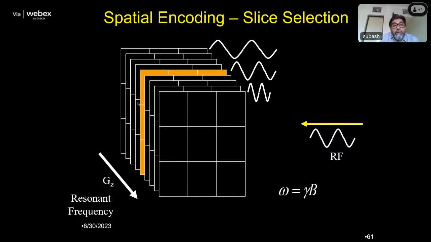So this is showing, this is the isocenter. This is the same frequency. And when you come forward, the frequency is increasing. When you go backwards, the frequency is decreasing. That means the magnetic field is increasing in the outward direction and it is decreasing in the backward direction. You can see how slices can be selected out of the volume.